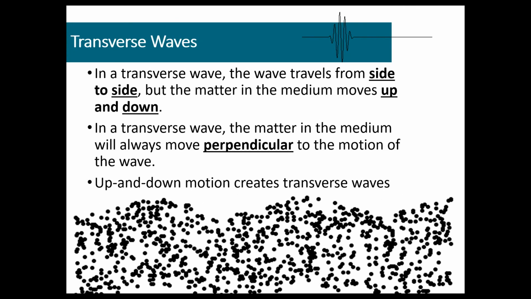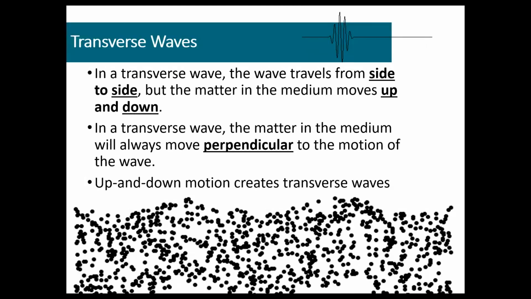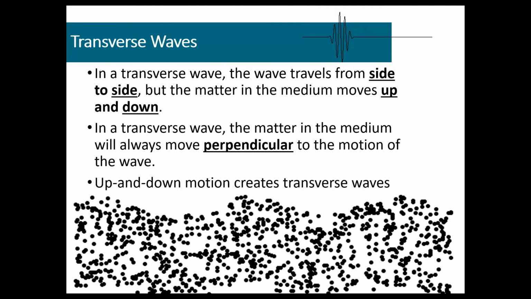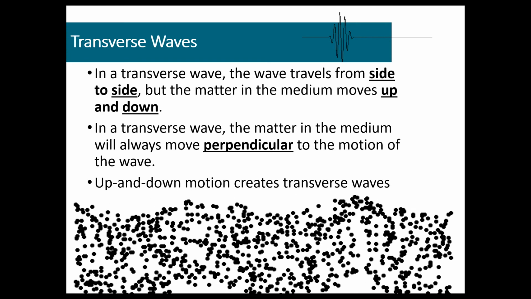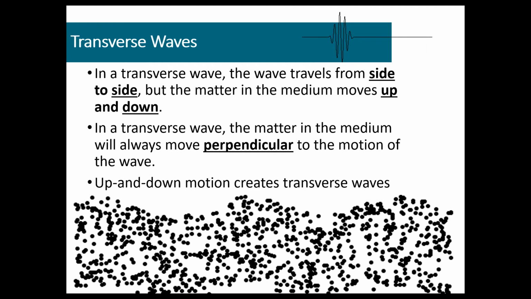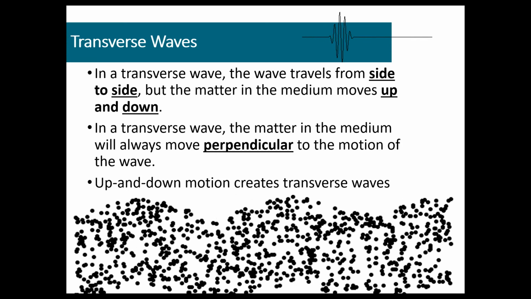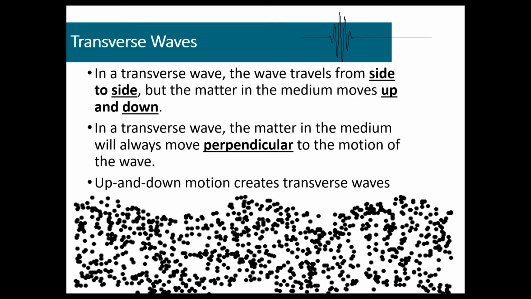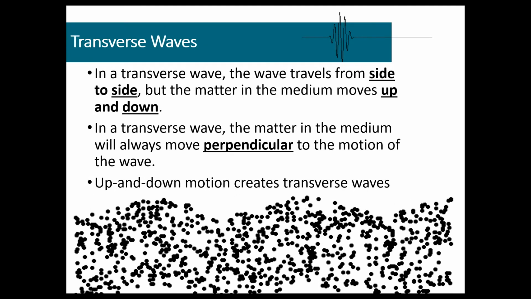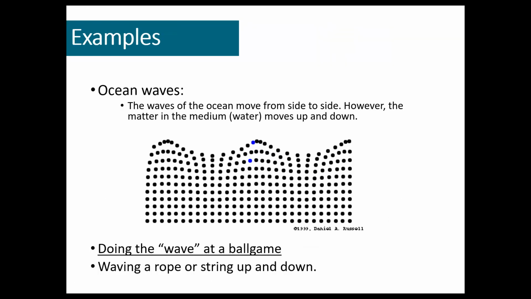The energy moves from side to side, from one side of the wave to the other. But if you focus on the matter inside of the medium, it's just going to move up and down. Okay? So this is why a boat that's on water that's anchored down will just kind of bob up and down, because the energy is moving through the water, which is the medium, but it's not carrying the actual matter with it. So in a transverse wave, the matter in the medium will always move perpendicular to the motion of the wave. And again, this is a transverse wave.